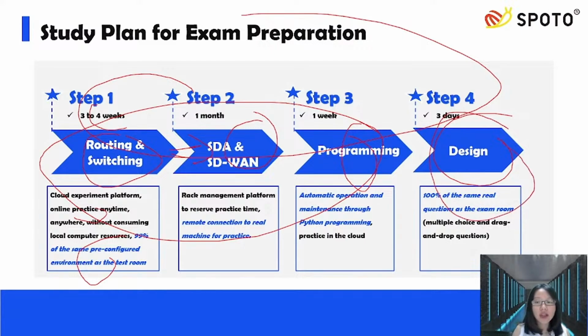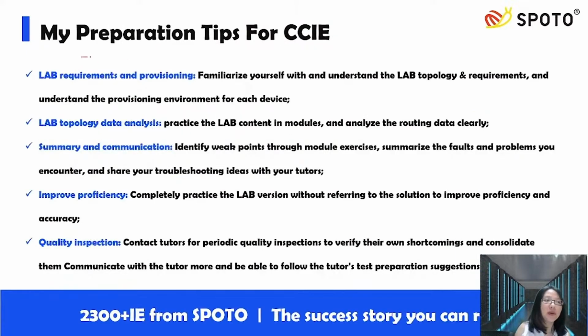The last stage is design. Design will be sent out 1 week before the exam. Of course, we will flexibly adjust the study plan according to the characteristics of each student. Some students have strong learning ability and can take the exam in 1.5 months and pass the exam at one time. These are my preparation tips for our students.